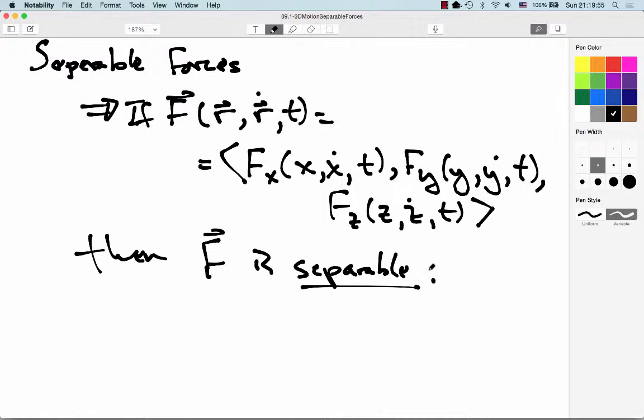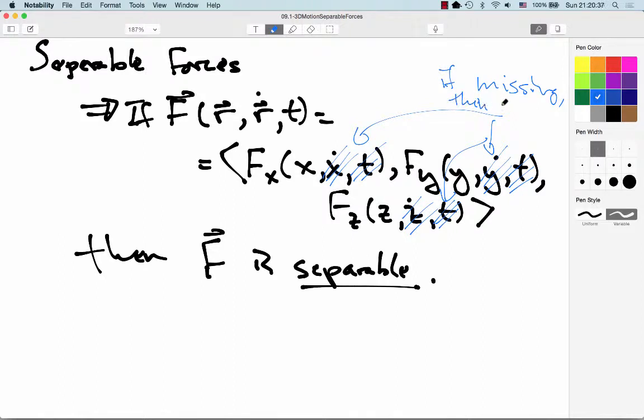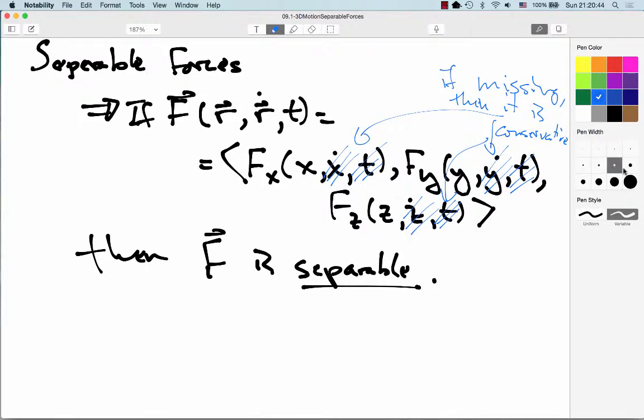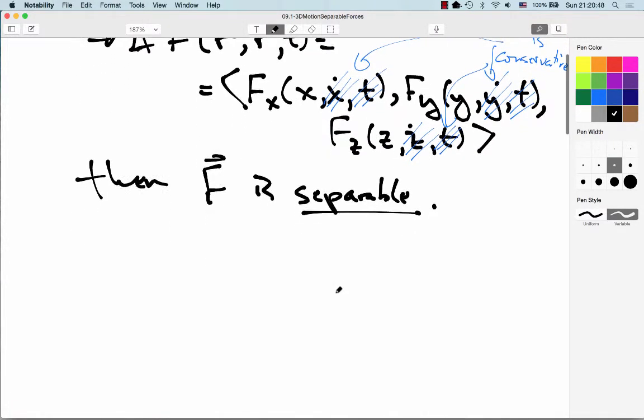Now, a separable force is not necessarily conservative, but if there's no dependence on the derivatives of the positions, and also no explicit time dependence, so if those are missing, then it is conservative.